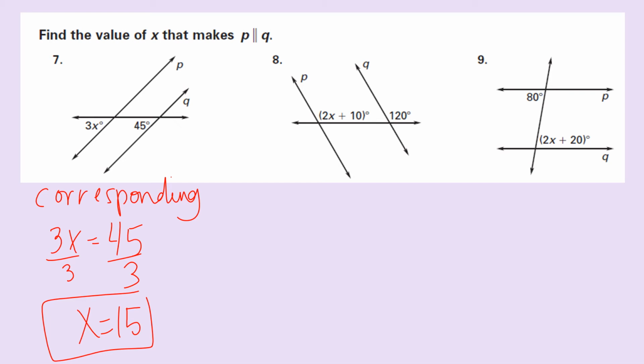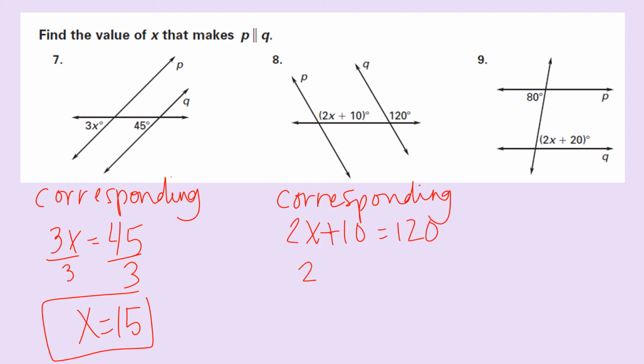Number 8, these are also corresponding. I have one exterior, one interior, and they're both on the same side. Again, write it down so that I can give you some extra points if you did your math wrong. So, if they're corresponding angles, you can have 2x plus 10 equals 120, and then solve for x. So you'd have 2x equals 110, because I subtract that 10, and then divide by 2 on both sides, you get x equals 55.